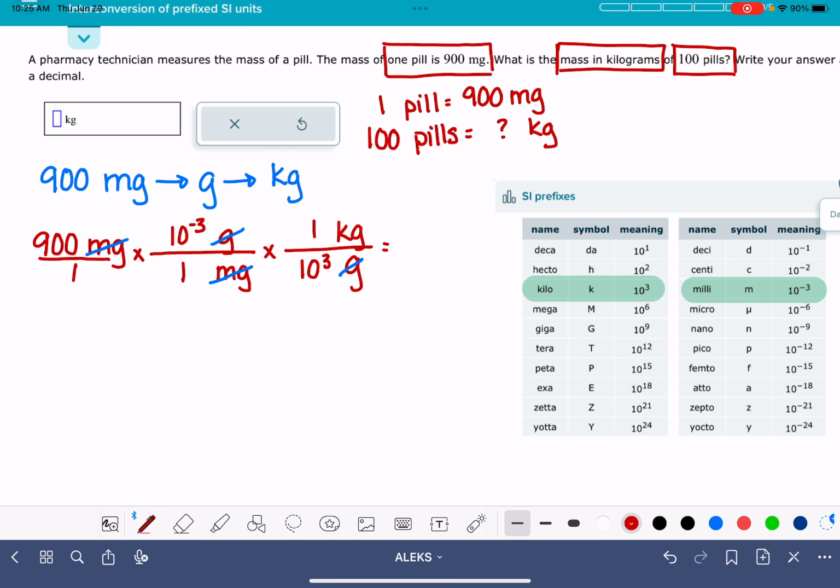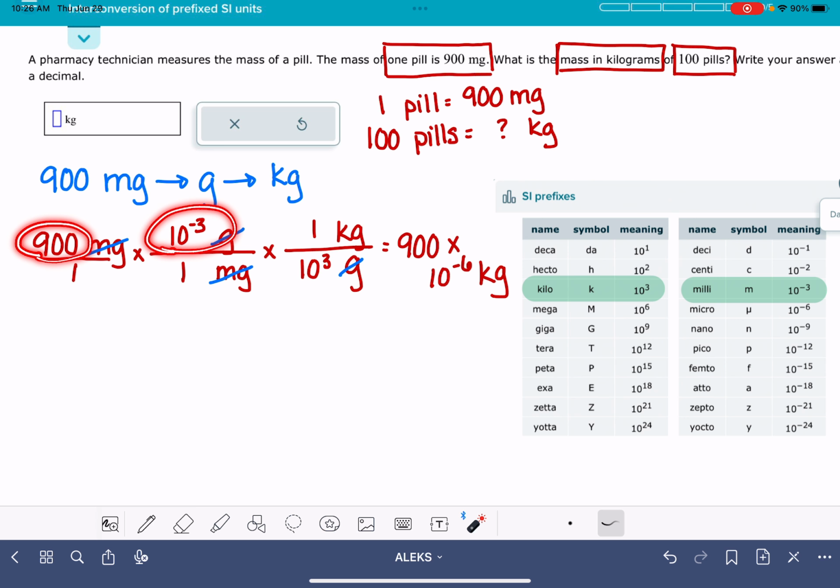So let's go ahead and work the math out on this. This is going to be 9 times 10 to the minus 6, and the units are kilograms. And if you're stressing out about how did I get that number, actually, that's not even right. 900 times 10 to the minus 6. So how did I get that number? I just did the math on here. 900 times 10 to the minus 3 divided by 10 to the 3 gives me 900 times 10 to the minus 6. So there I have done my milligram to kilogram conversion.